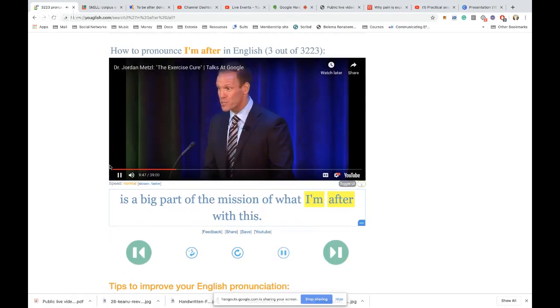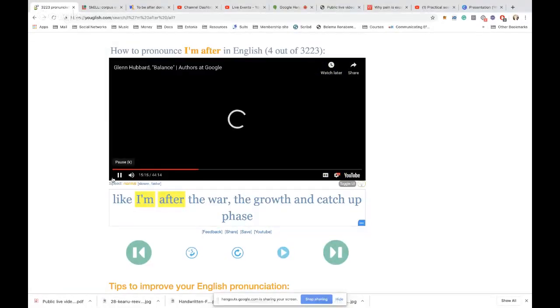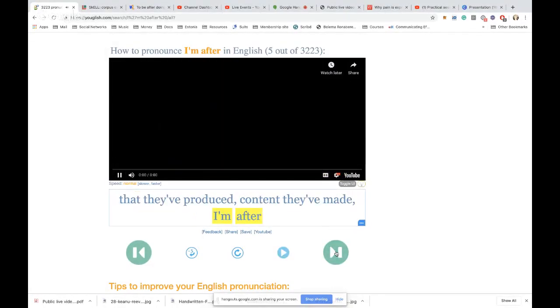Let's look at this. "Is a big part of the mission of what I'm kind of after with this." I'm kind of after with this, the mission. Interesting. I'm after with the mission. Now, this is not what we need.